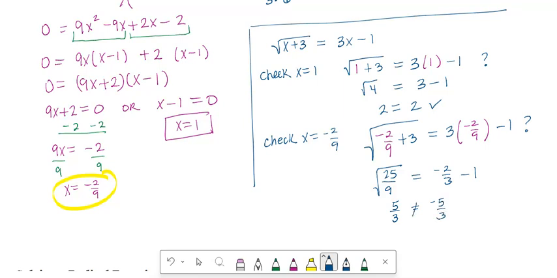These are not equal to each other. So we're going to reject this answer. This is an answer that we got artificially by squaring both sides of the equation.